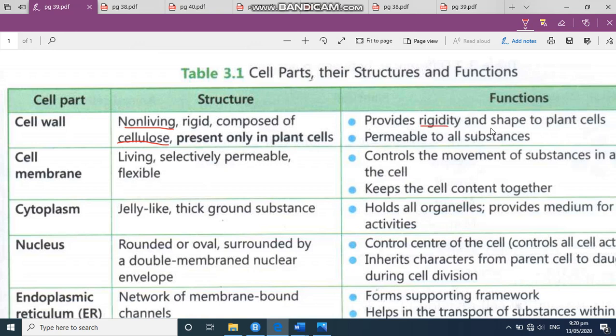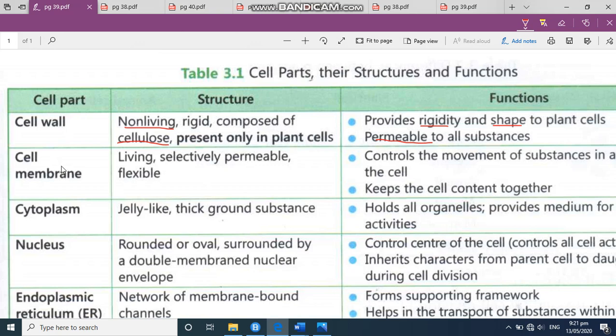Now what is the function? Provides rigidity and also gives shape to the plant cell. And it is freely permeable. That means each and every type of substance can come in and go out. And this cell wall is present only in the plant cell, not in the animal cell.